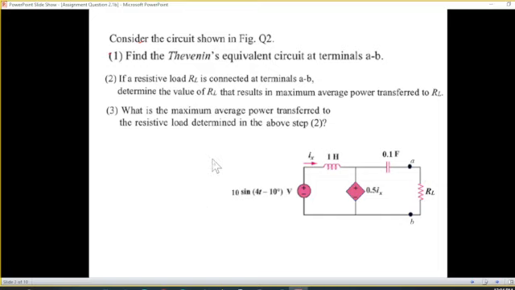This is the question. And there are 3 parts. We have to find the Thevenin's equivalent for the circuit at terminal AB. Then we have to find the value of RL, this resistance RL, for maximum power transfer. And finally, we have to find the value of the maximum power. So we'll do one by one.